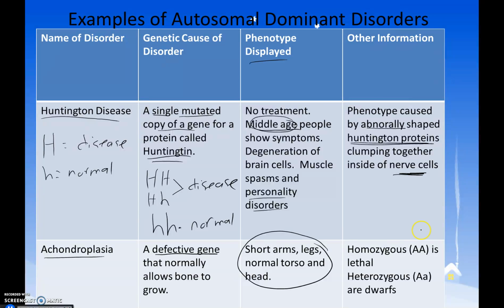What we have found with this is if a baby is conceived and got a dominant allele from both parents, that baby doesn't survive long enough to be born. That would be a miscarriage.